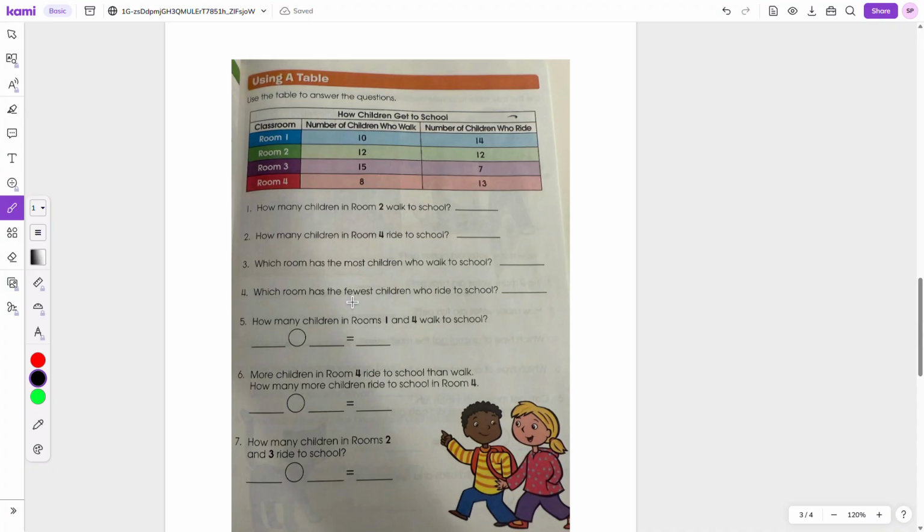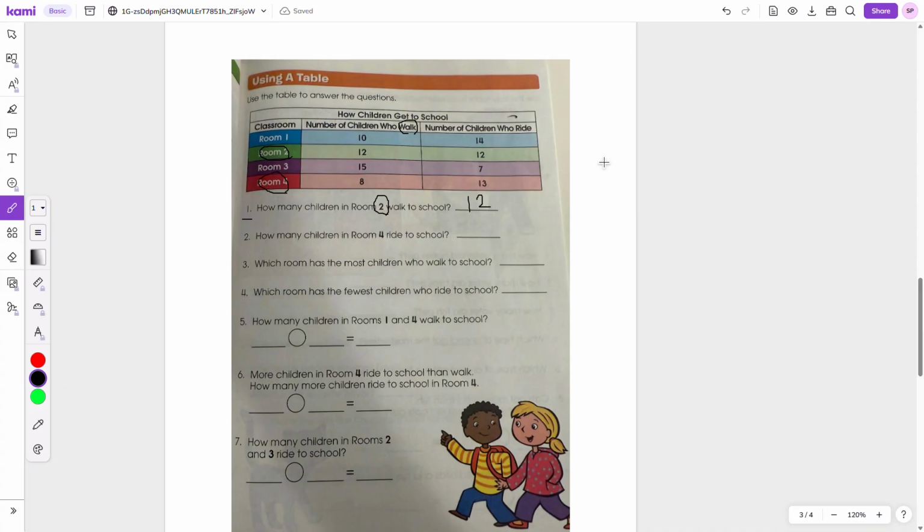Now we're going to do a similar table, but we have 3 columns. The first column is classroom, the next is number of children who walked, and the next is number of children who ride. So number 1, how many children in room 2 walk to school? On room 2, we have to find the number of children who walked. So we have to look at the second column. So it'll be 12.